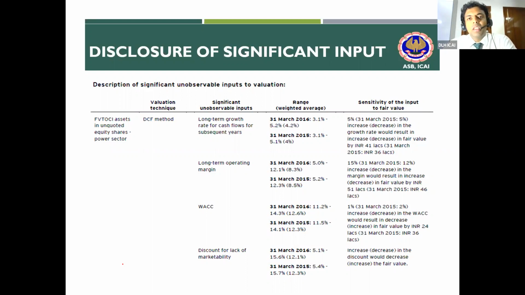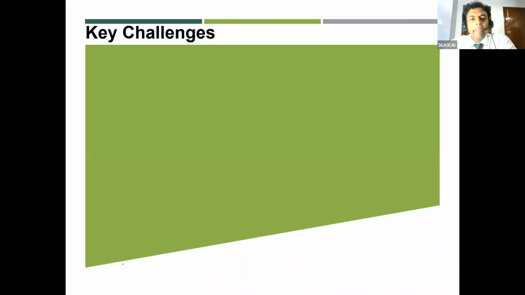So all those information needs to be given only in respect of the unobservable input in case of level 3, right? Apart from this, sensitivity analysis will also need to be given. What is sensitivity analysis? That if the particular percentage goes up and down by 5%, by 7%, by 3%, depending upon the company's criteria, then what will be the impact of fair valuation in the company's financials? That needs to be disclosed in the financial statement as per Ind AS, right?